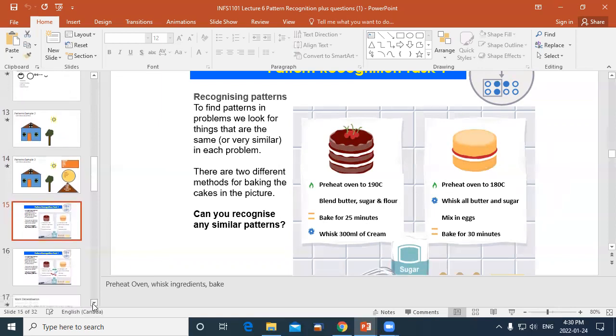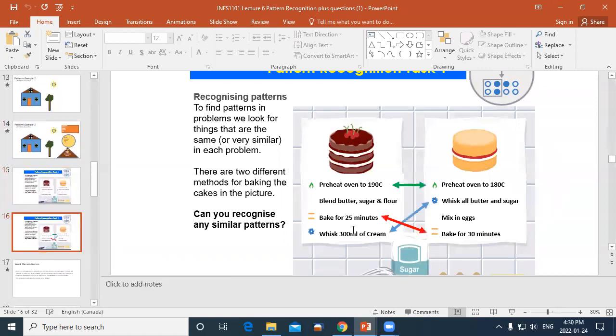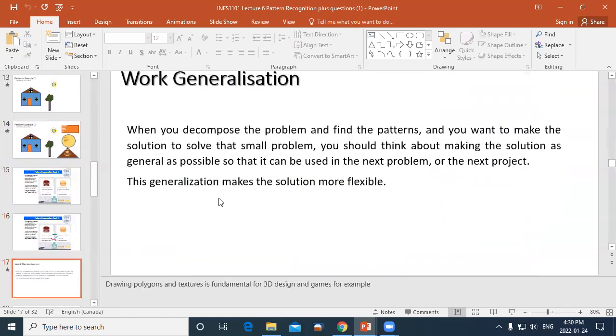I think the idea there is, do we recognize any patterns? I guess I kind of do. We have patterns and we have slightly unique patterns as well. Okay, we try to find patterns, and if we can find a pattern, maybe we can solve a small problem.